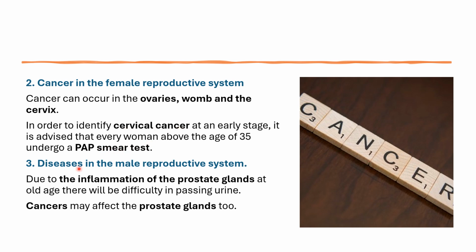And diseases in the male reproductive system: due to the inflammation of the prostate glands at old age specifically, there will be difficulty in passing urine. And also there are cancers which may affect the prostate glands too. So here you can get a rough idea about what the other diseases are related to the reproductive system of both females and males.